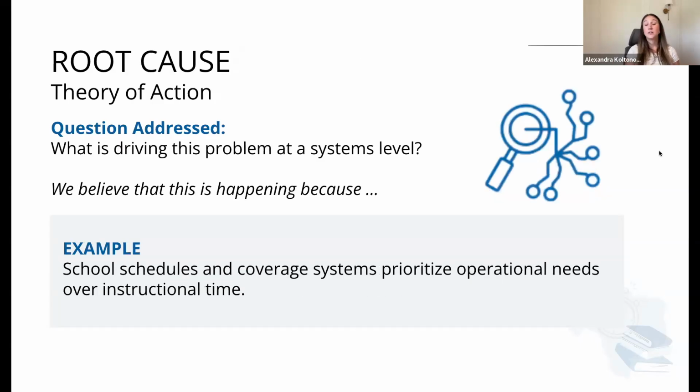The next piece is the root cause, what we just talked about. What is driving the problem at a systems level? The starting prompt is "we believe that this is happening because XYZ." Following that same example, school schedules and coverage systems prioritize operational needs over instructional time. So for this example district, that's the root cause they came to.